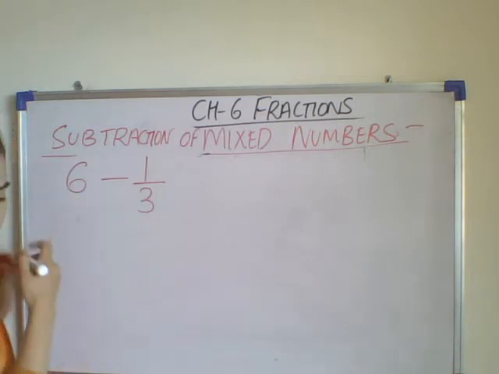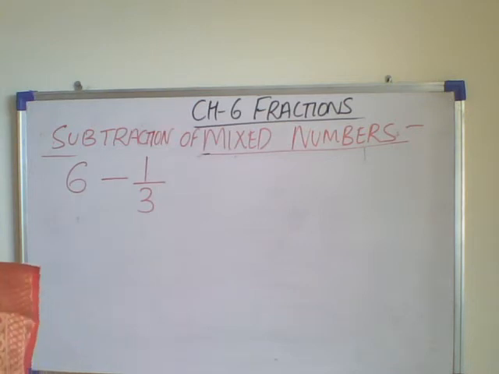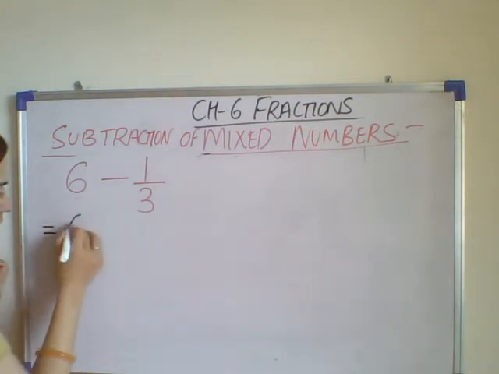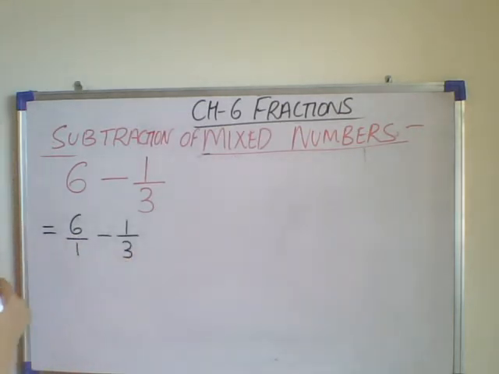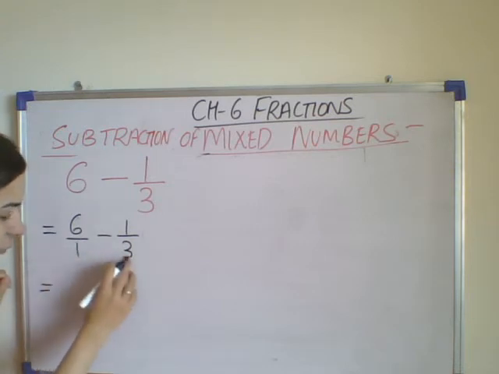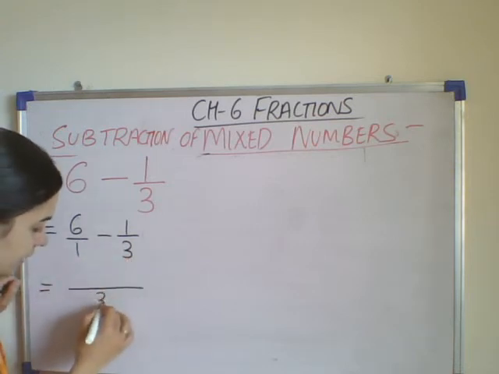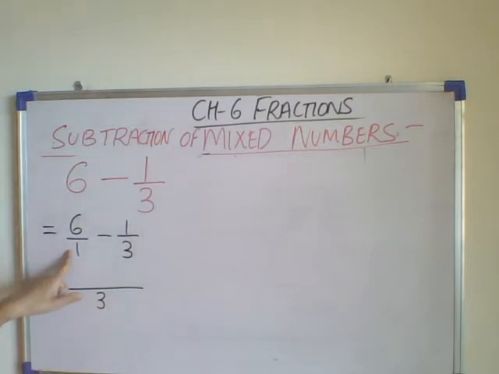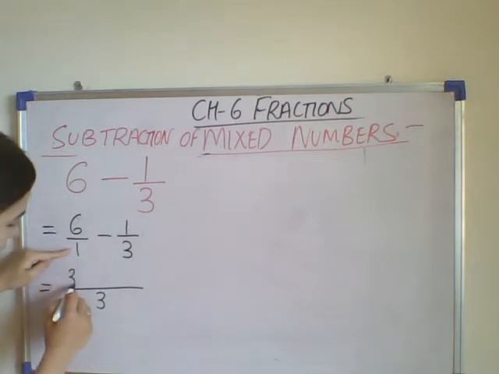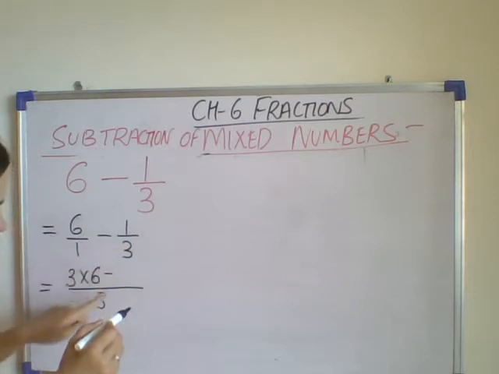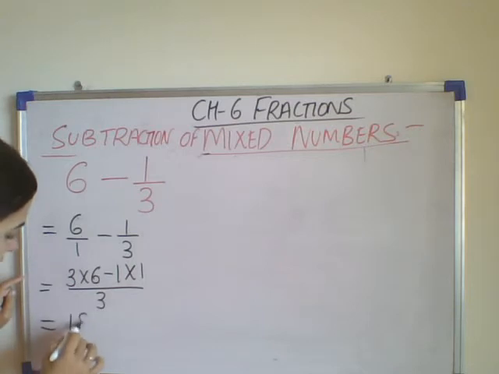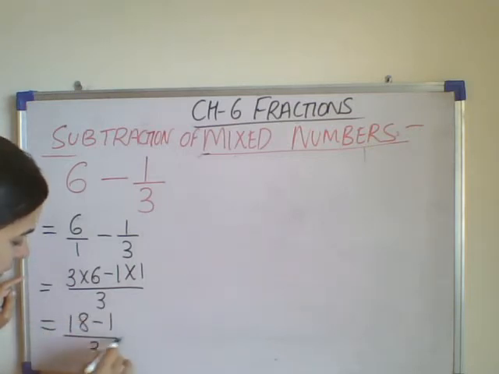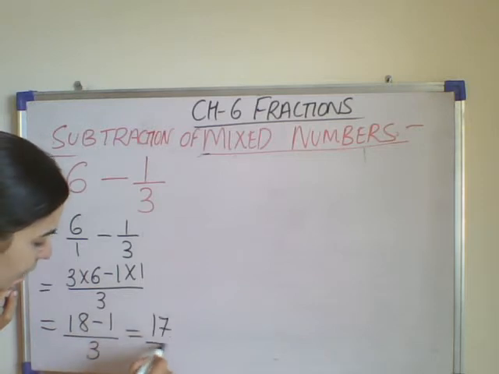If nothing is there in the denominator, we can assume that 1 is there. We can write this as 6 upon 1 minus 1 upon 3. Now we can find the LCM of 1 and 3. The LCM of 1 and 3 is 3. Then what will we do? 3 divided by 1 is 3, multiplied by 6, minus 3 divided by 3 is 1, multiplied by 1. 3 sixes are 18 minus 1 upon 3. So 18 minus 1 is 17 upon 3.